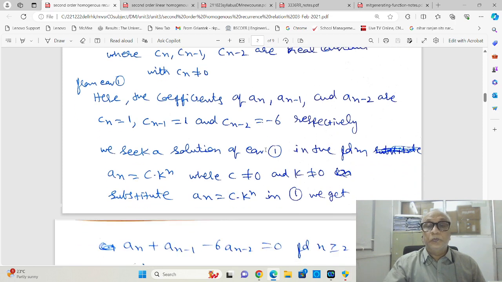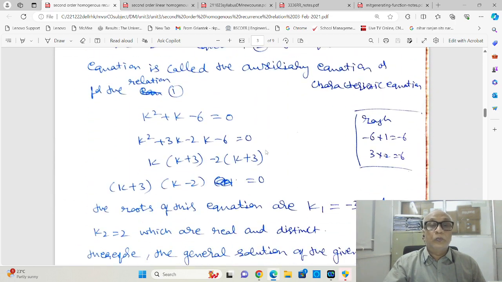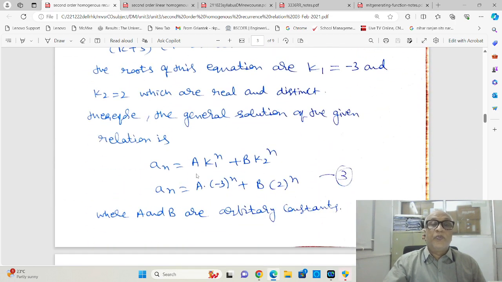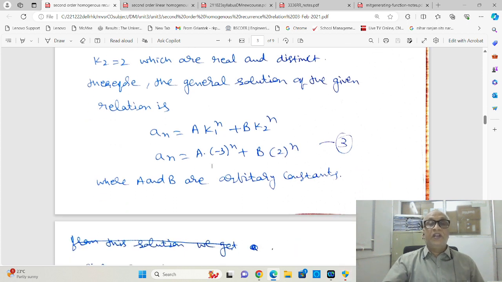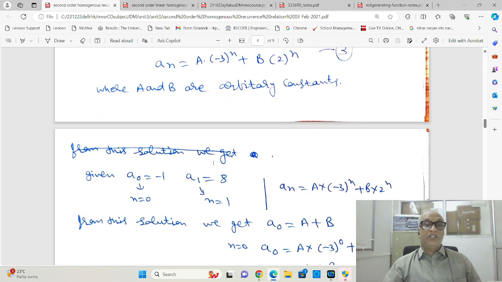So here an will be equal to a k1 to the power of n plus b k2 to the power of n. Here the value of k1 is minus 3 and the value of k2 is 2. So a into minus 3 to the power of n plus b into 2 to the power of n. Here a and b are the arbitrary constants.